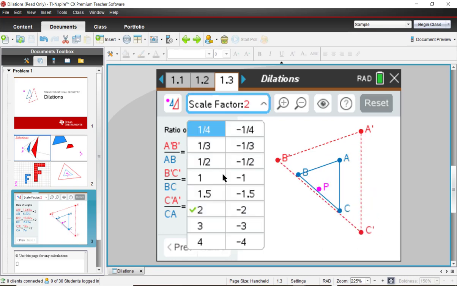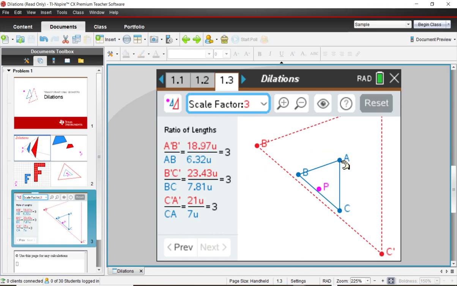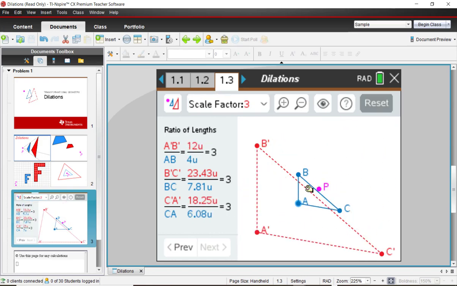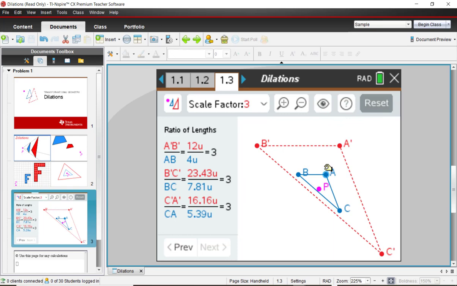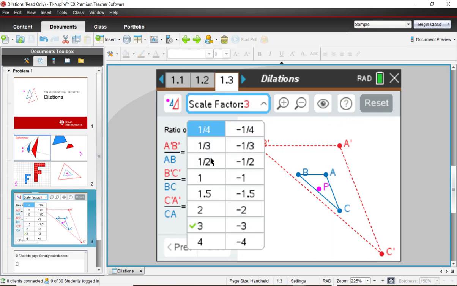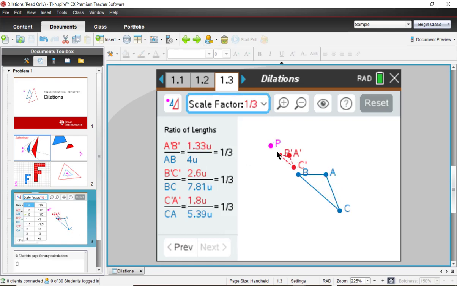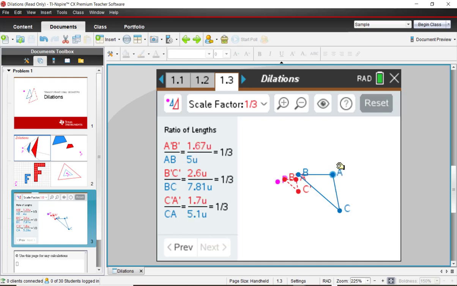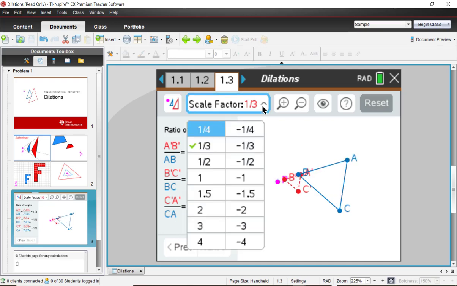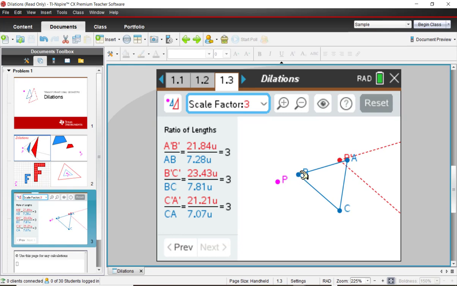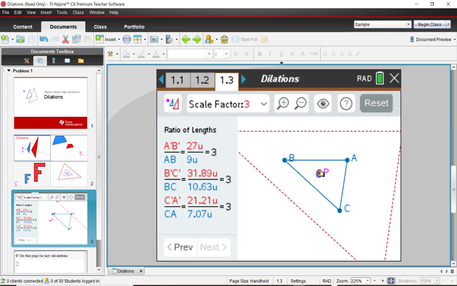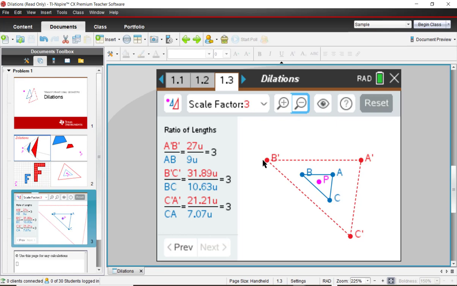If I change the scale factor to 3, notice what happens to the ratio of the corresponding side lengths. And if I change the scale factor to 1/2, or to 1/3, or even to 3, go ahead and finish all the questions to number 8. This concludes the second video.